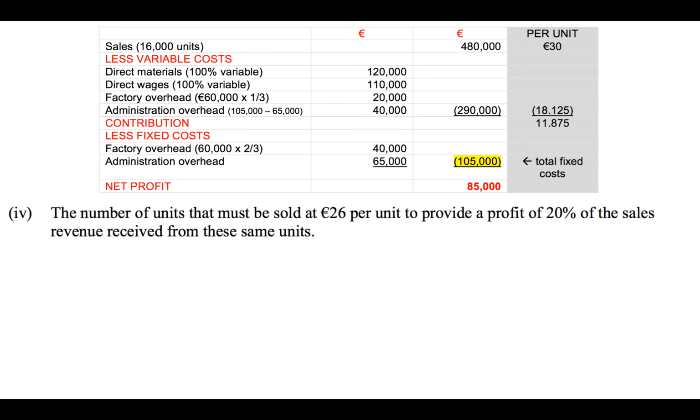Now the next part, question 4. What is the number of units that must be sold at 26 euro per unit to provide a profit of 20% of the sales revenue received from these same units? So what you're looking for here is the number of units that must be sold at 26 euro per unit to provide a profit of 20% of the sales revenue received from these same units.